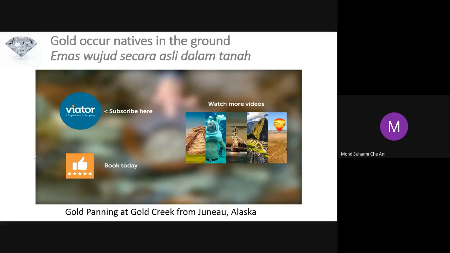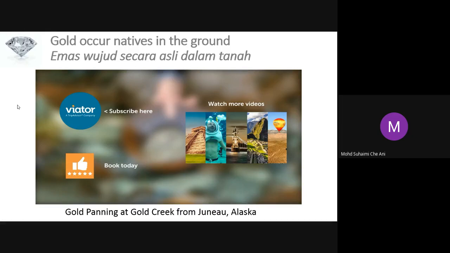So ni adalah contoh. Nak bagi tahu yang gold ni dia wujud secara semula jadi sebagai metal. Dah, dia tak dicampur dengan yang lain. Gold already exists in the element form. They are not compound. So you don't need to do extraction method in order to get the metal. Don't need to extract in order to get the metal.